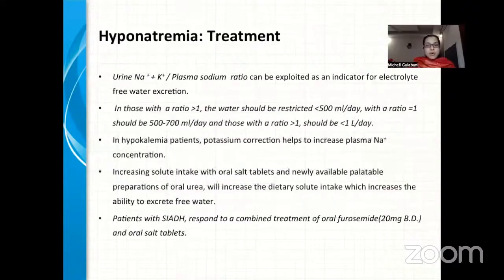So with a ratio of more than 1, urine sodium plus potassium divided by plasma sodium, water should be restricted to less than 500 ml per day. If the ratio is 1, then between 500 to 700 ml per day. And with those with a ratio of less than 1, it should be less than 1 liter per day. So patients with SIADH respond to a combined treatment of oral furosemide and oral salt tablets.